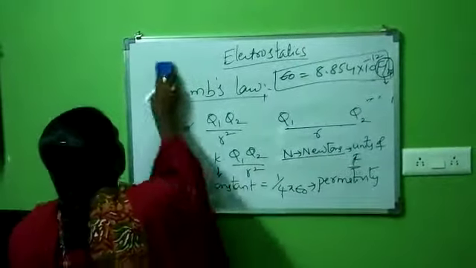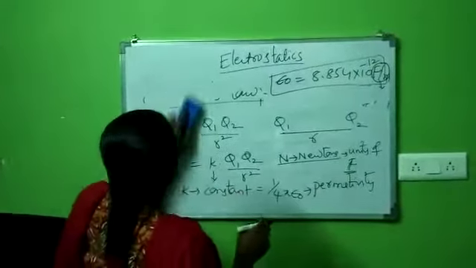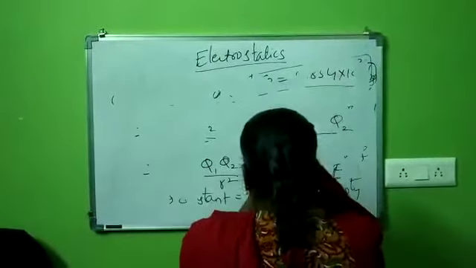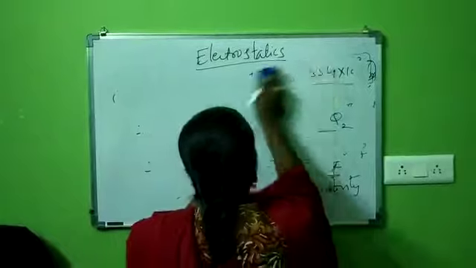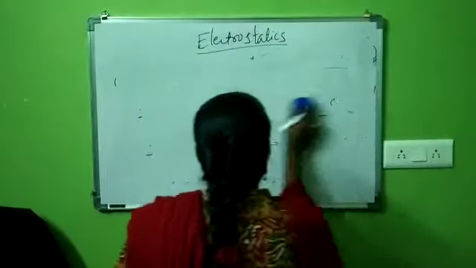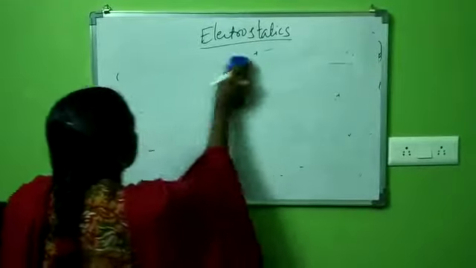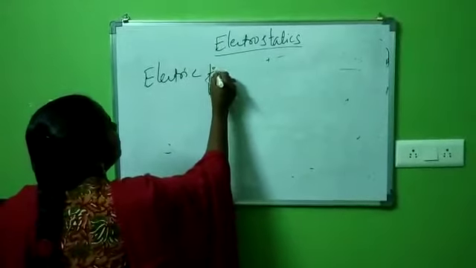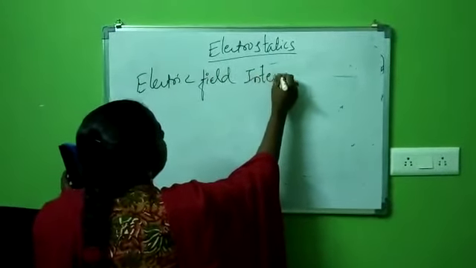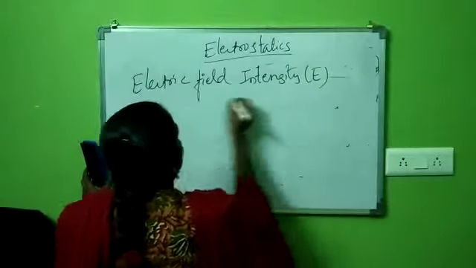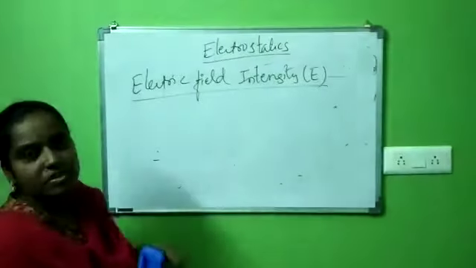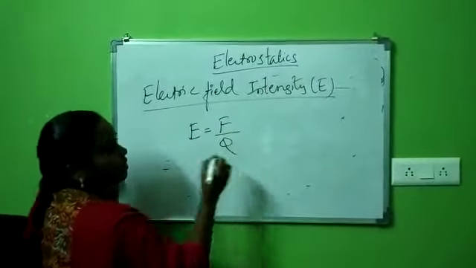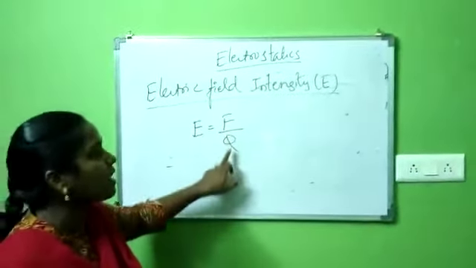Next, we will discuss the electric field intensity. What is the relation between the electric field intensity and the force? Electric field intensity you can represent with capital E, whose value is E equal to F by Q. Electric field intensity equals the force per charge.